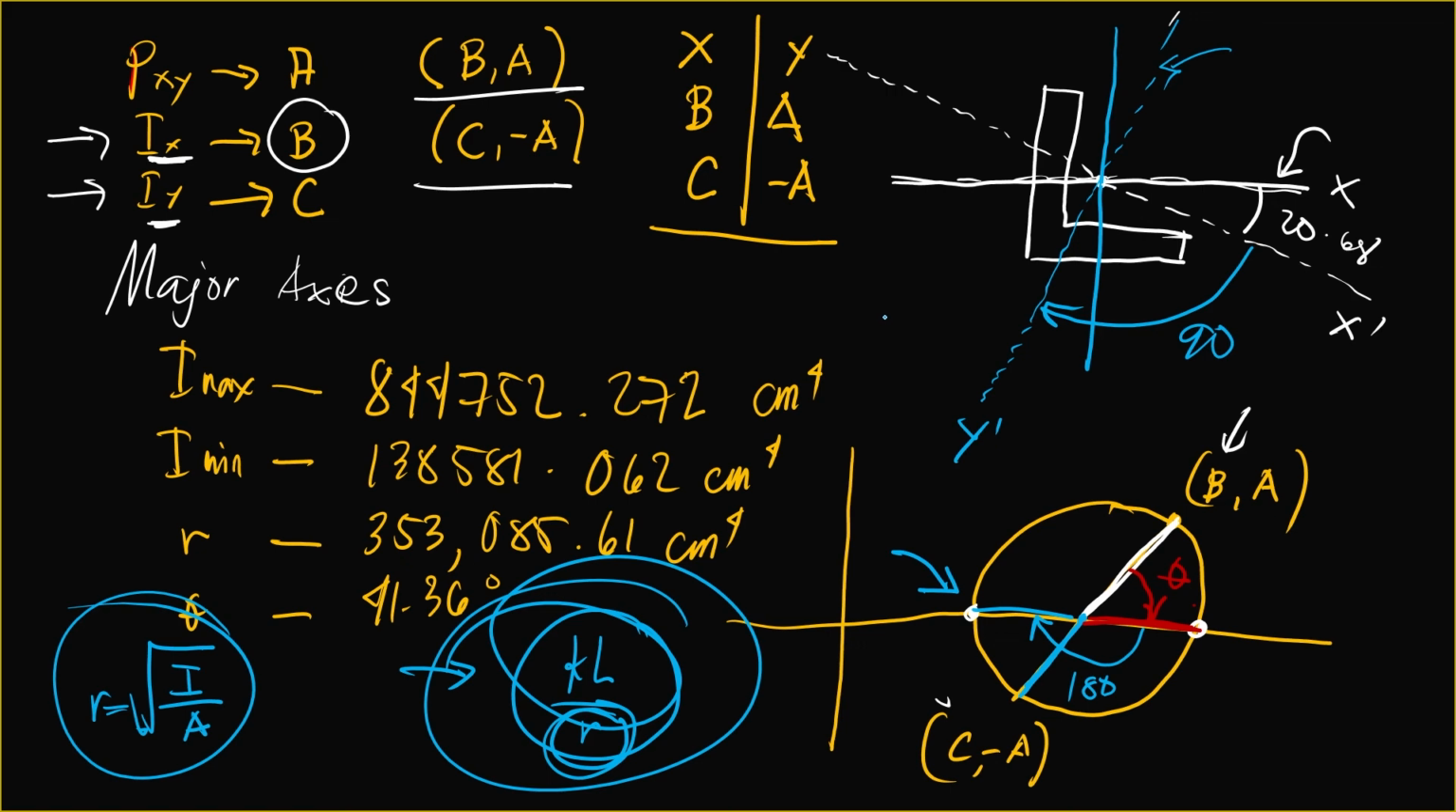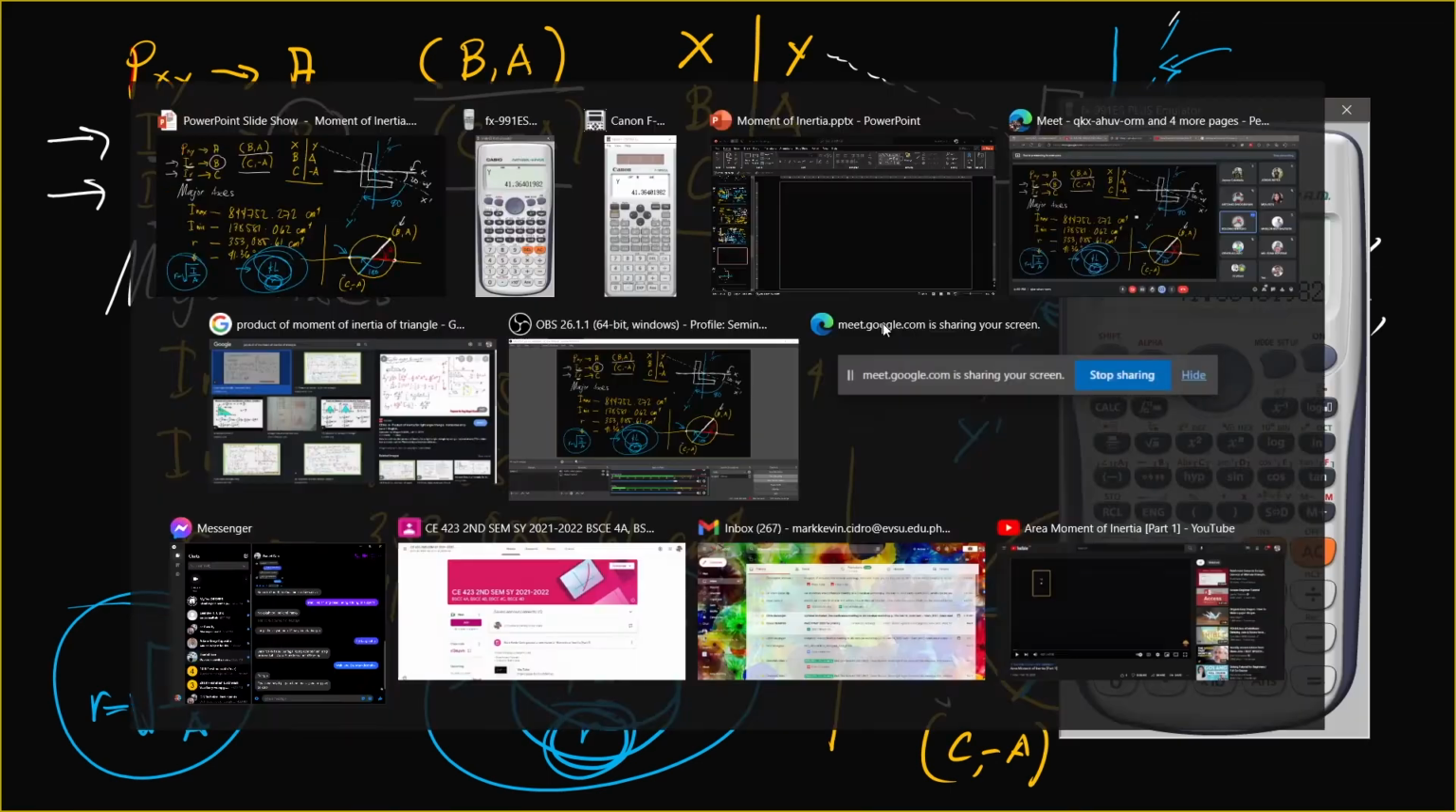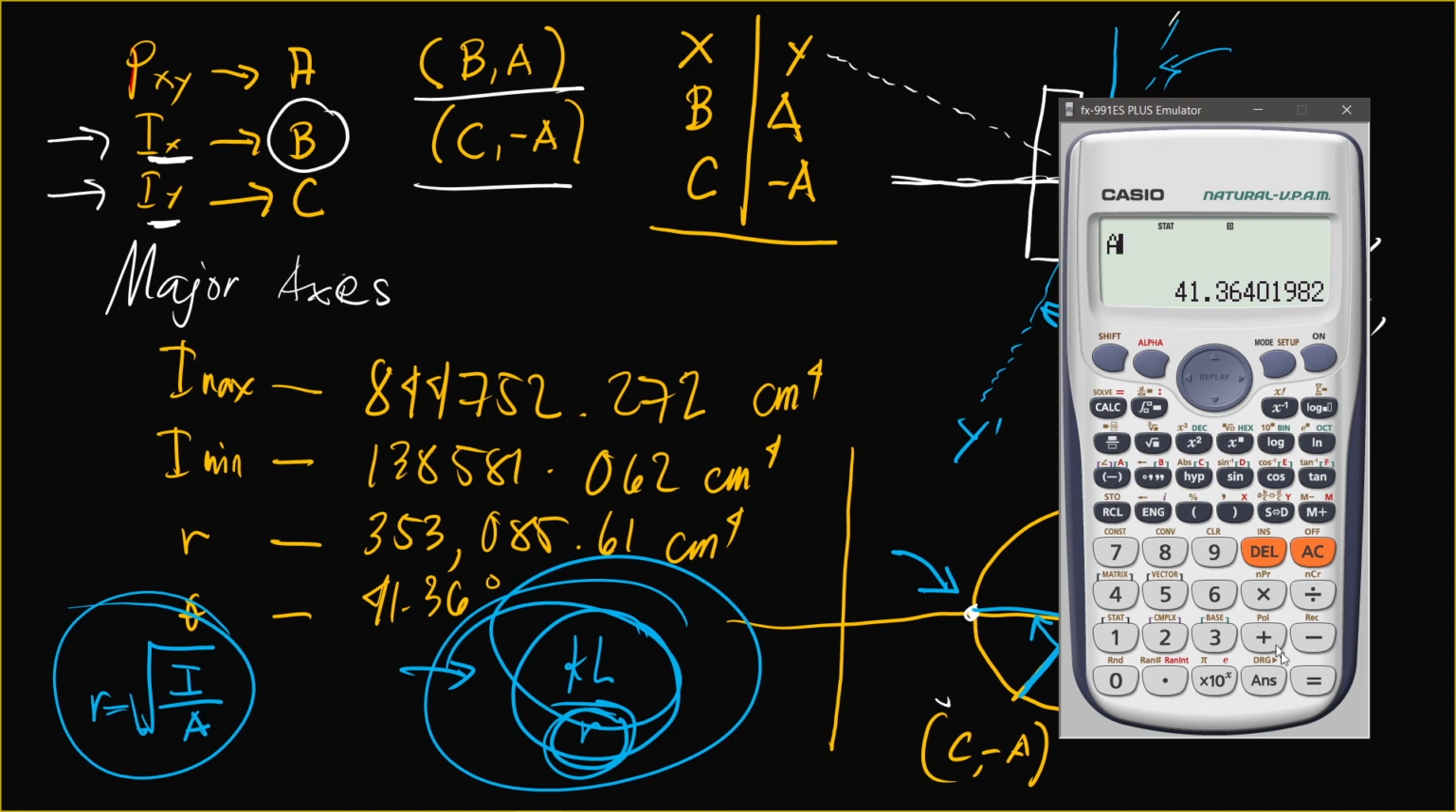Sir, can you give the numerical values of A, B, and C? A is 233,333.333. B is 756,666.666666 and so on. And C is 226,666.66667. Okay, thank you, sir.